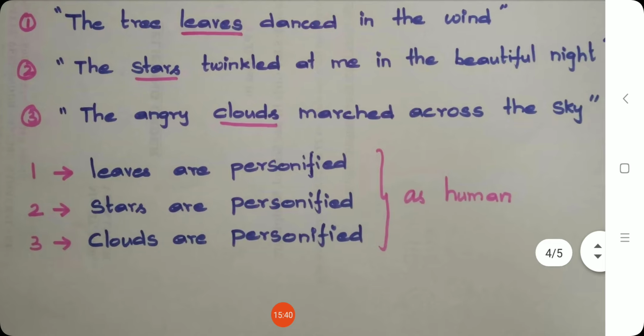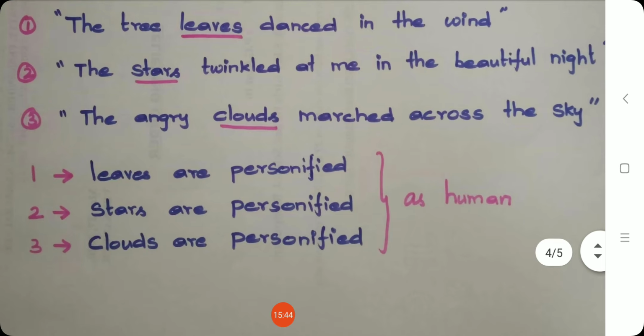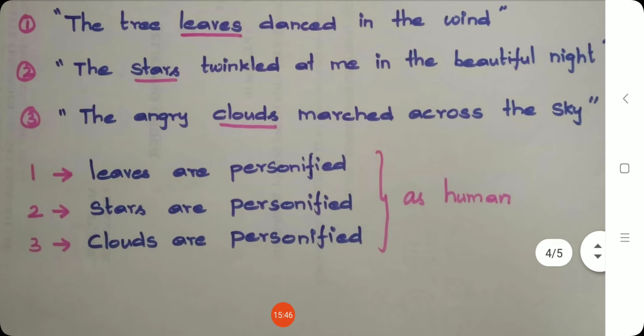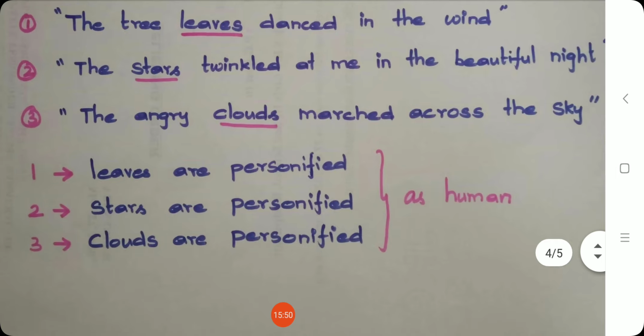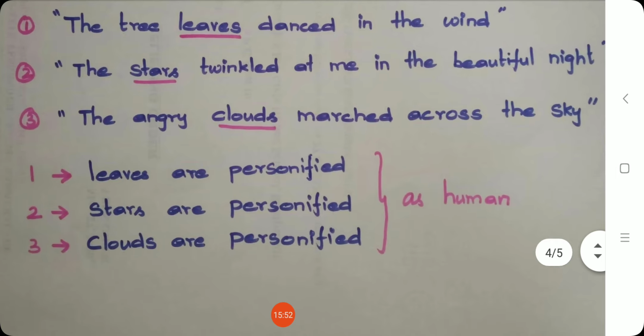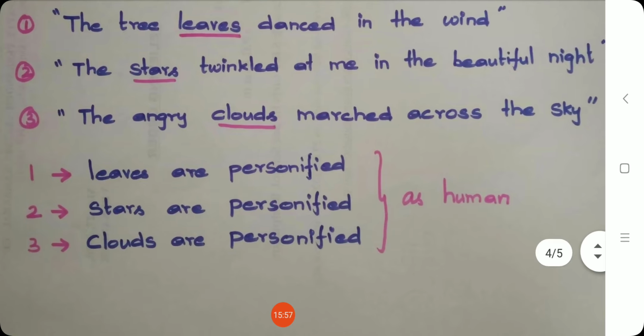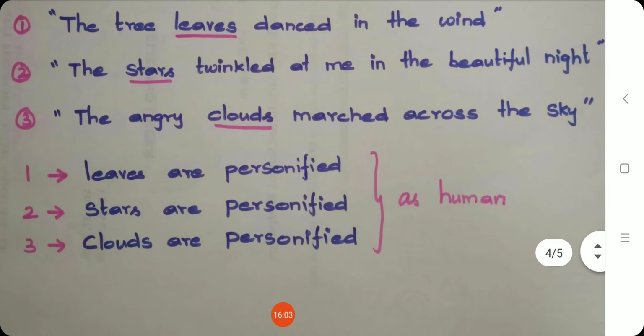See one more example. The world is very happy. Can the world be happy, or will the people living in the world be happy? Who will be happy? Only the people living in the world will be happy. The world cannot feel any happiness. So this is also an example of personification.